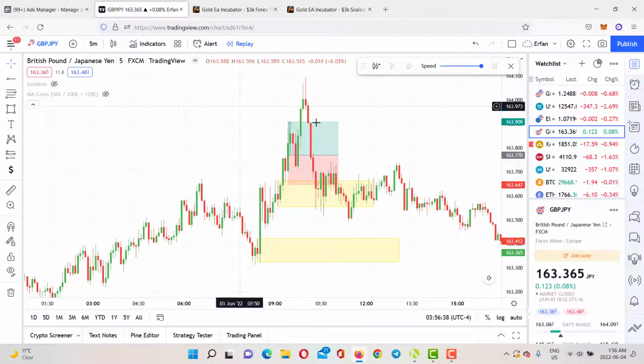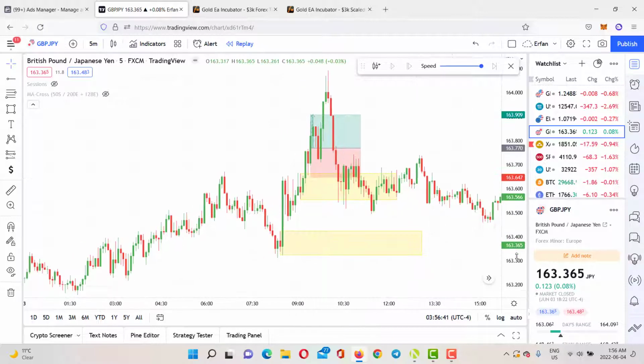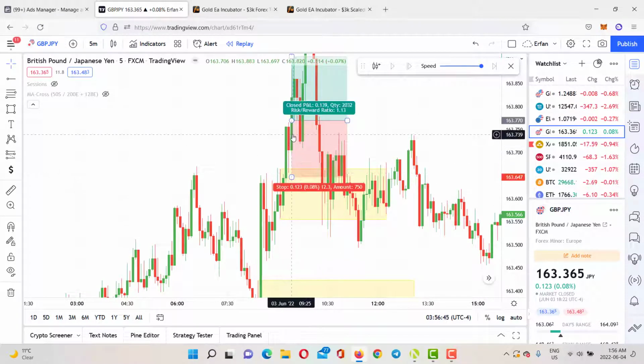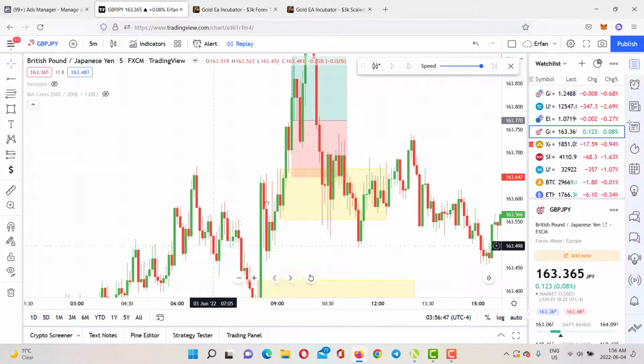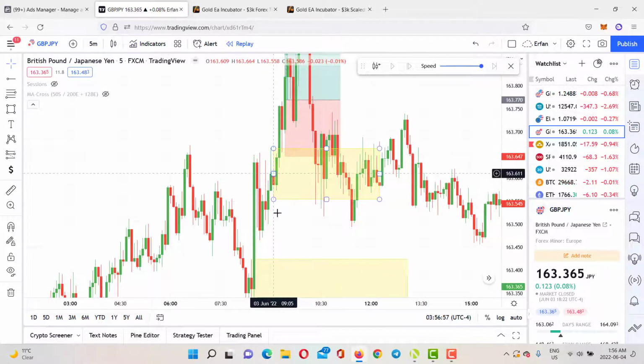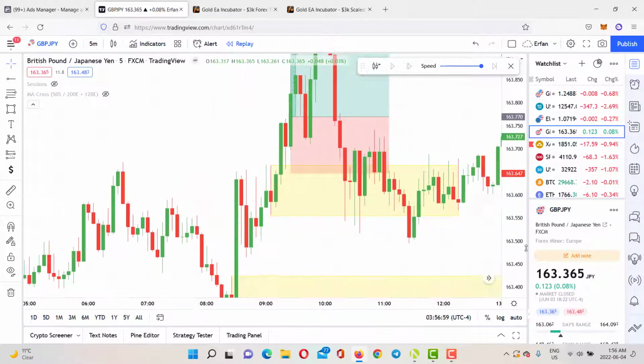So this is exactly what happened on GBPJPY during a New York session. As you can see, guys, it happened at 9:25 in the morning. So if I go back to 8 in the morning, you see that nothing happened before this huge spike towards the upside, and then it started consolidating, and this is exactly when everything happened.